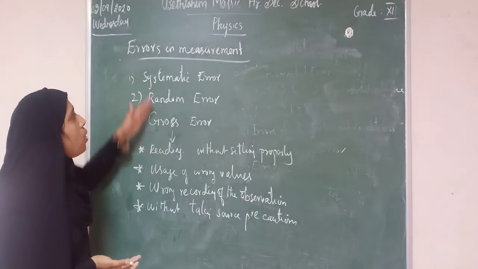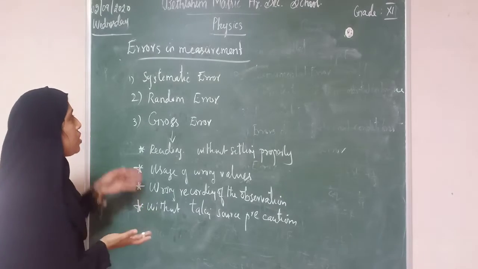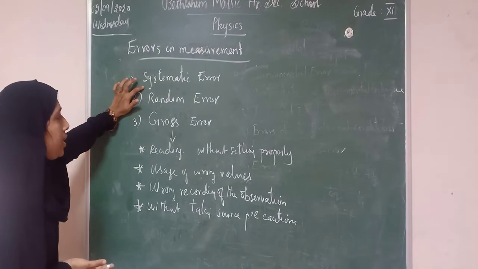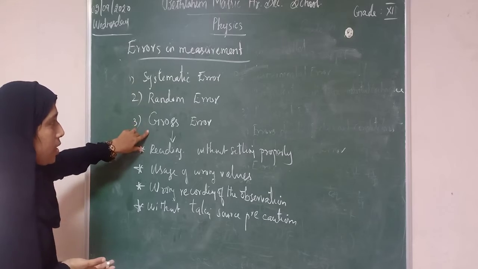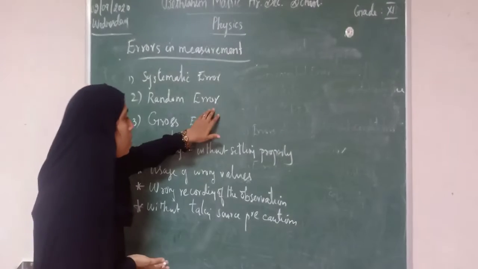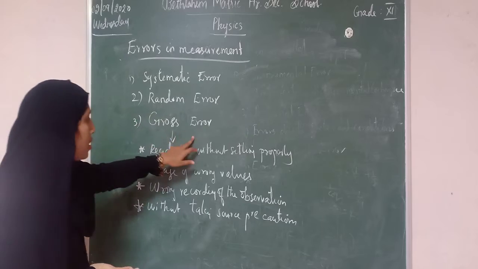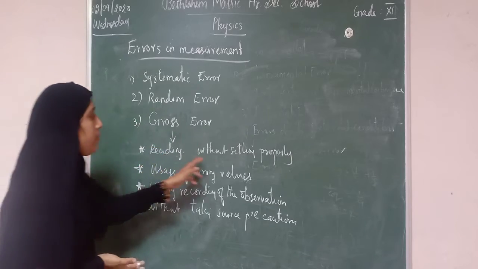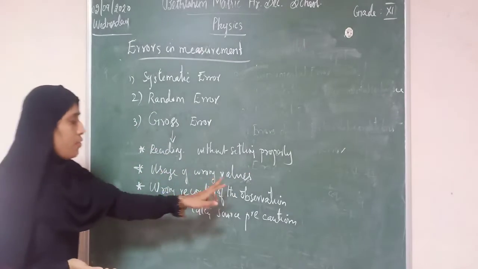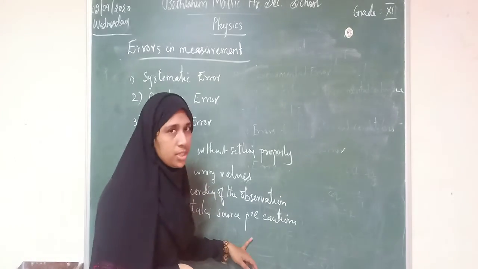So more or less all the errors are the same, but they are categorized into systematic error, random error and gross error. Systematic error may occur due to several reasons. Random error occurs randomly, and gross error is due to these reasons: reading without setting it properly, usage of wrong values, wrong recording of the observation, without taking the source precautions.